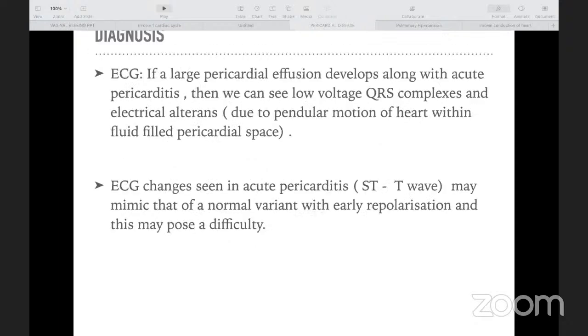Now, how will we make a diagnosis? Coming to the ECG, if a large pericardial effusion develops along with acute pericarditis, then you can see low voltage complexes and electrical alternans, the pendulum motion of the heart in the fluid-filled pericardial space. ECG changes seen in acute pericarditis, the ST-T wave changes, may mimic the normal variant of early repolarization. So it is very important to differentiate between acute pericarditis and a patient with a normal variant of early repolarization. The ST-T ratio in leads V5, V6, and lead 1 is calculated to differentiate these two conditions.